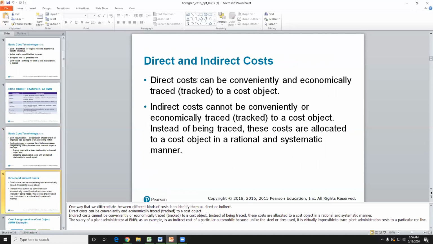So direct cost is a cost that can be conveniently and economically traced to a cost object. An indirect cost cannot be conveniently or economically traced. When I think about direct cost, I think about direct labor and direct materials. When I think about indirect cost, I primarily think about overhead cost: rent, depreciation, indirect labor, marketing and advertising. Those things are often more difficult to trace to a cost object. But with that said, we need to find a methodology to do that. But right now, again, let's just look at the basic overview of what we're talking about.